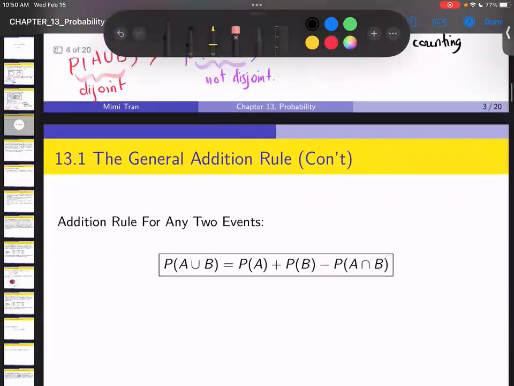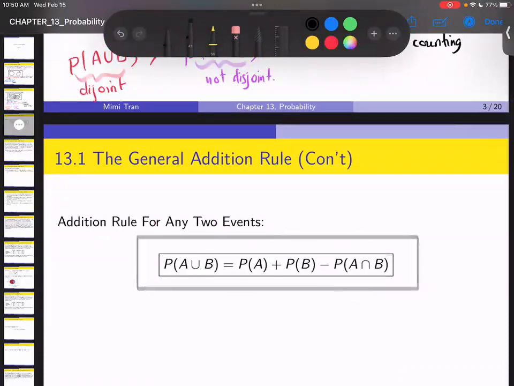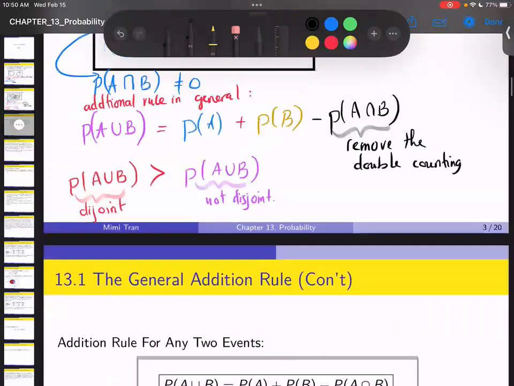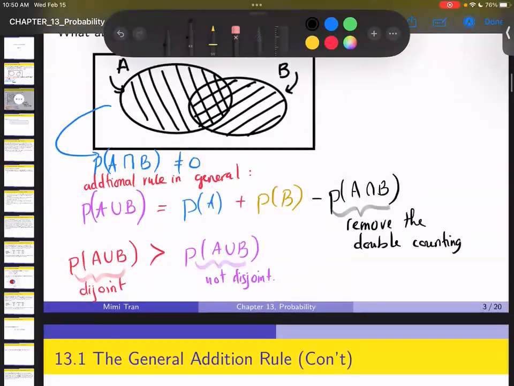And that is the rule right there. In general, that's your addition rule. On the exam, if I don't say disjoint, you always assume the two events look like that. They kind of intersect.